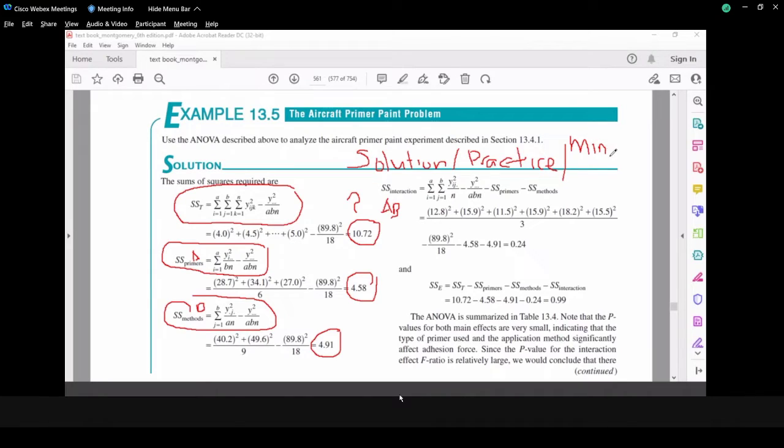Minitab. I'm expecting you to analyze using Minitab for your project, for your FYP, for research papers. You must use software for data analysis. You don't use manual calculation.